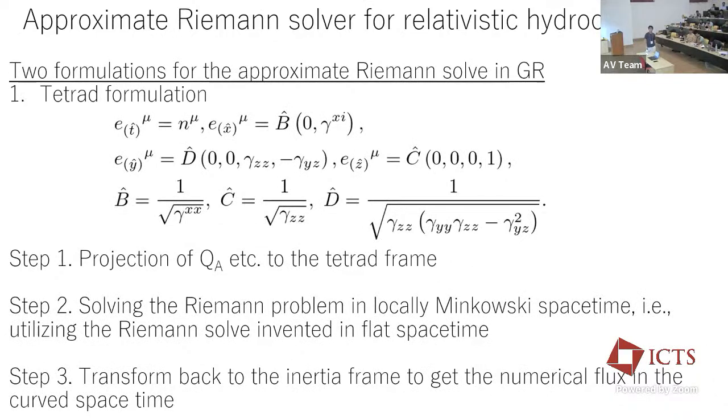Broadly speaking, there are two classes of approximate Riemann solvers in general relativity. The one is, this is my favorite one.